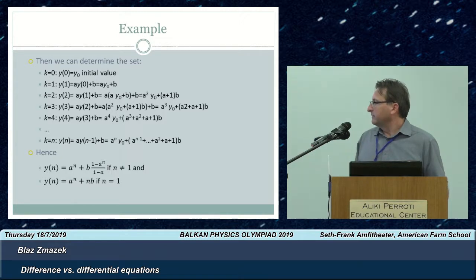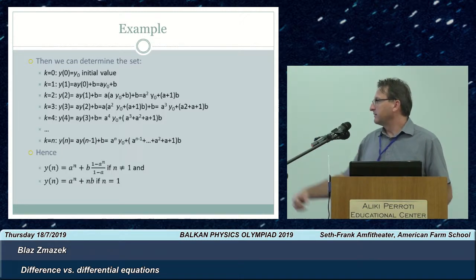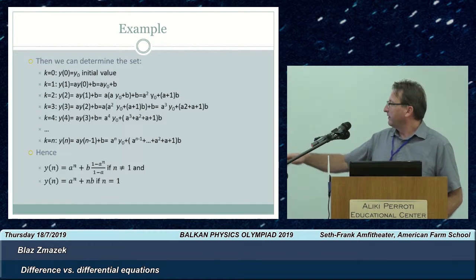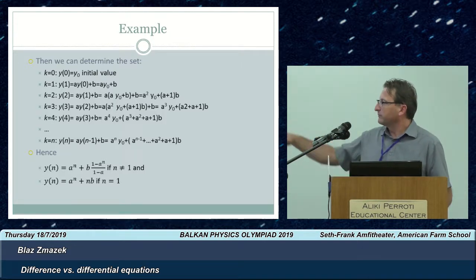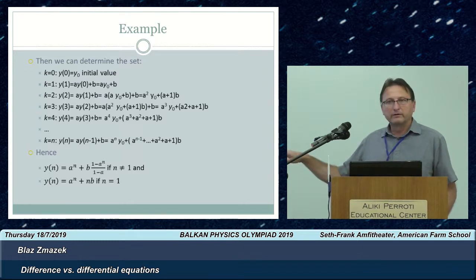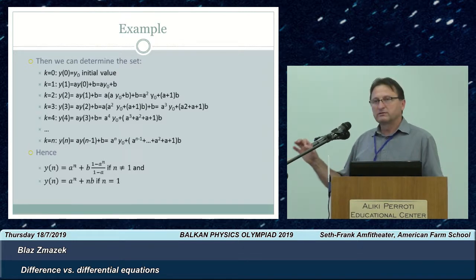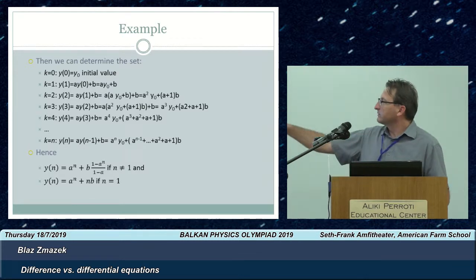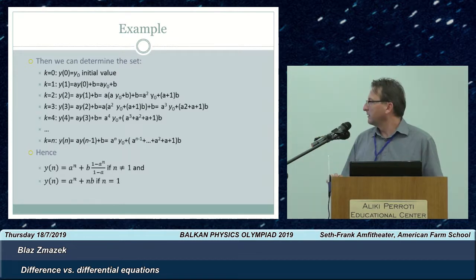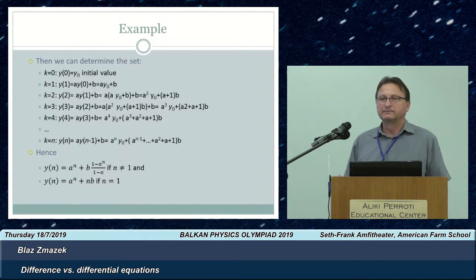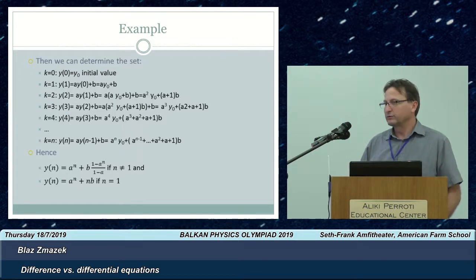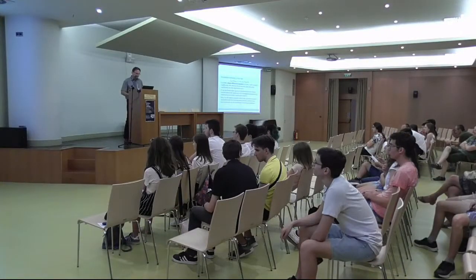So at the end, a_n is b times the ratio of 1 minus a to the n over 1 minus a. This is for a not equal to 1, because in the case a is 1, we get n times b. Yeah, it's quite easy for you.